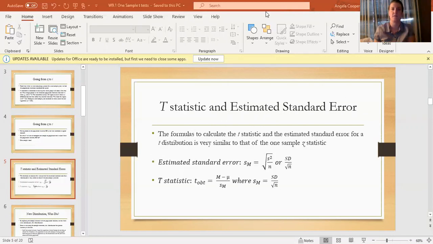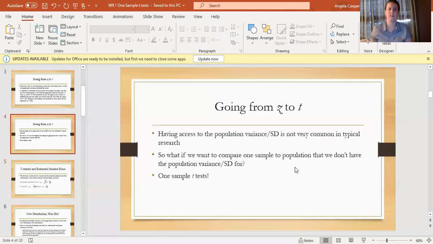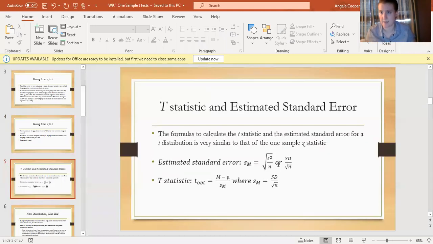Okay, so, sorry about that. So we left off saying the difference between z and t-tests.